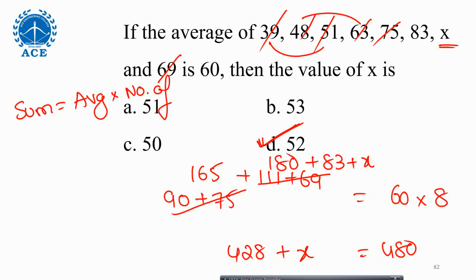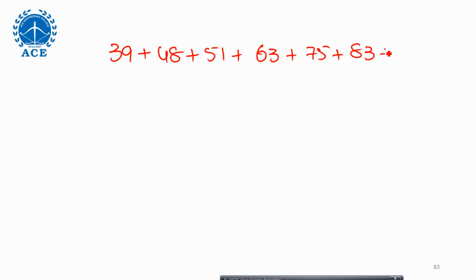39, sum of digits is 3. For 48, sum of digits is 3. Adding all should give 6 on the right side. I'll just give the idea of that also, sir. Sum of digits, how will it work? 39, 48, 51. What is the other number? 63, 75, 83, x, 69. This all should be equal to, what is the sum of digits here? 6. Finally, I want 6 only, right?